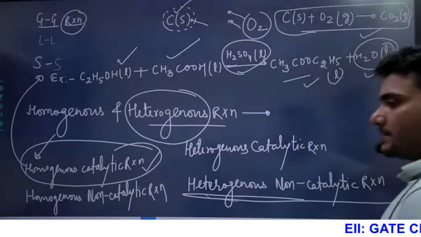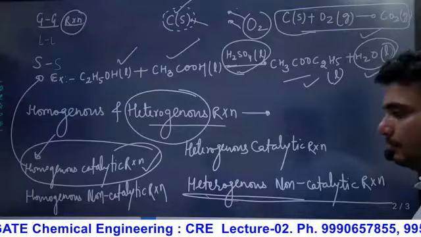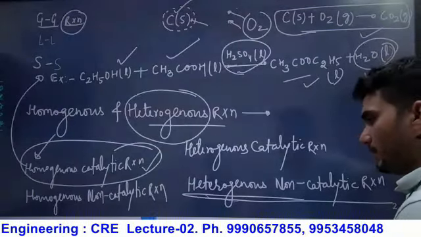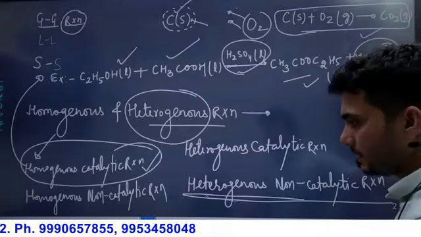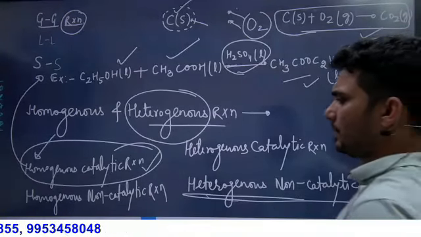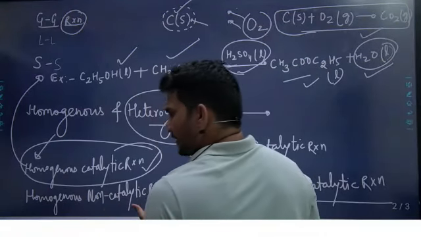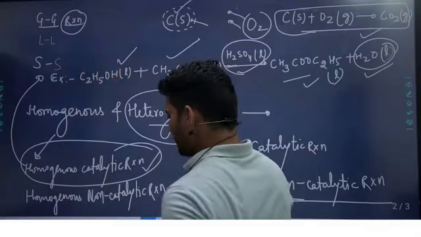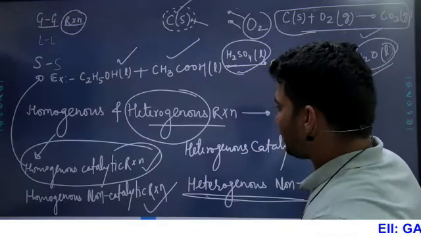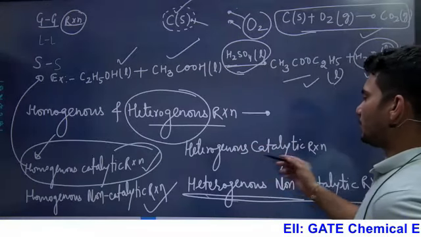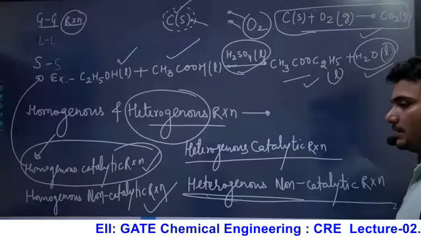Aniket, Monsanto process, that is the carbonylation of the methanol. So what will be formed? Acetic acid will form. In this case, the catalyst used is in the gas phase. That is the rhodium based catalyst, but that will be in the gas phase. Homogeneous non-catalytic reaction, mostly gas phase reactions, comes in the category of homogeneous non-catalytic reaction. Heterogeneous catalytic reaction.